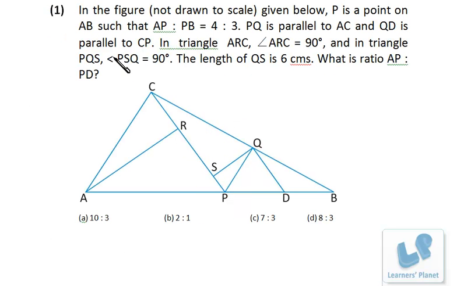Now, in the figure not drawn to scale given below, P is a point on AB such that AP to PB is 4:3, PQ is parallel to AC and QD is parallel to CP. In triangle ARC, angle ARC is 90 degrees, and in triangle PQS, angle PSQ is 90 degrees. The length of QS is 6 centimeters. We have to find the ratio of AP to PD. Now friends, before I try this question, I would like to share a theorem with you. Just wait for a moment.